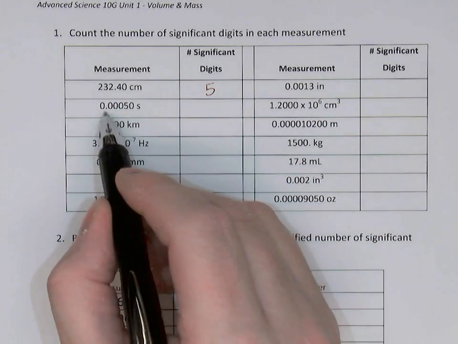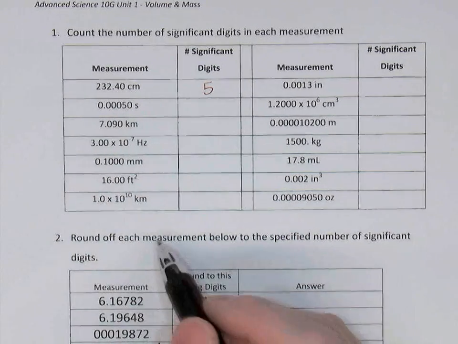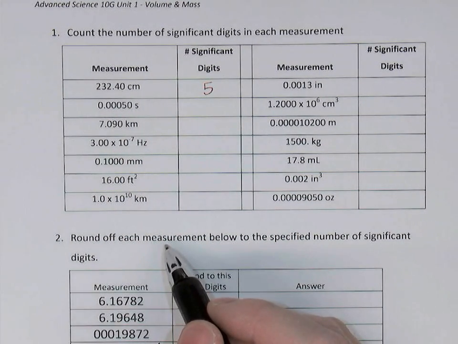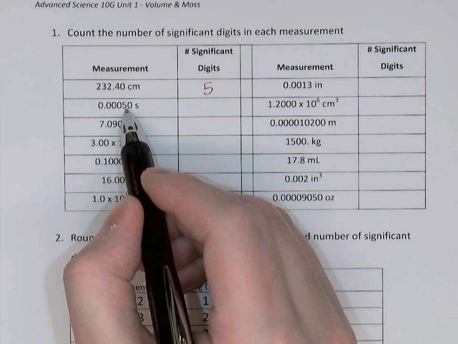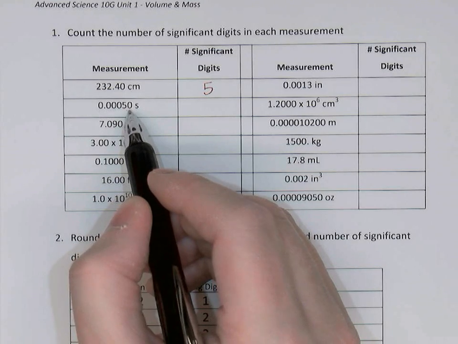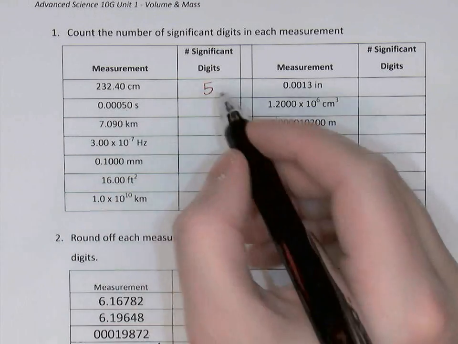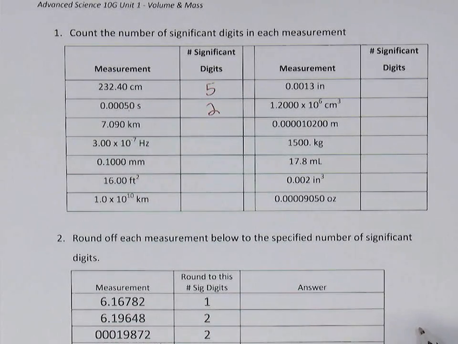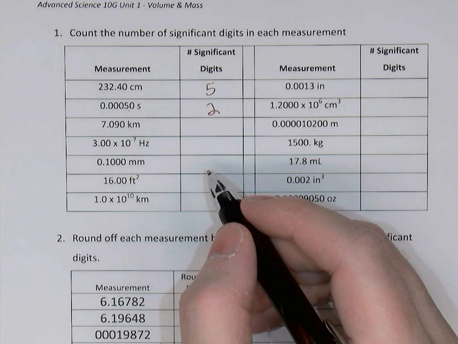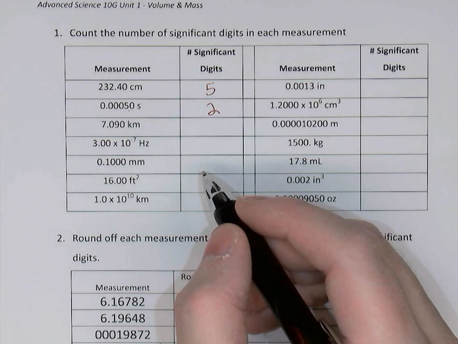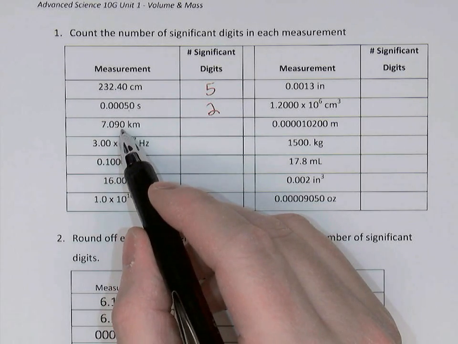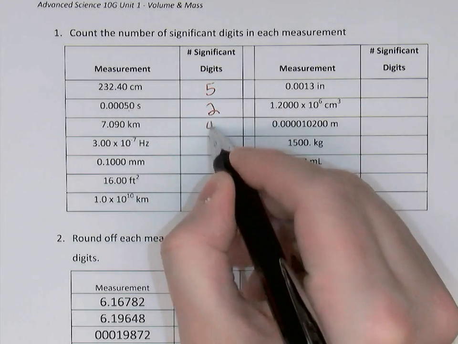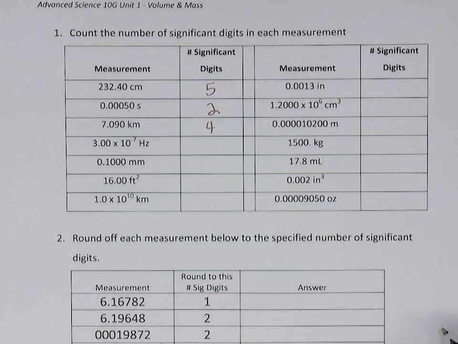In the second measurement, none of the zeros at the beginning will count because they're all leading zeros. Zeros at the start of a number are never significant. The 5 is definitely significant, and the 0 that comes after the 5, a trailing 0 after a decimal, will be significant. So there's 2 significant digits there, the 5, 0. 7.090, the 7 and the 9 are definitely significant. The 0 in between them is significant. And a 0 that's trailing after a decimal also is significant. There's 4 significant digits there.